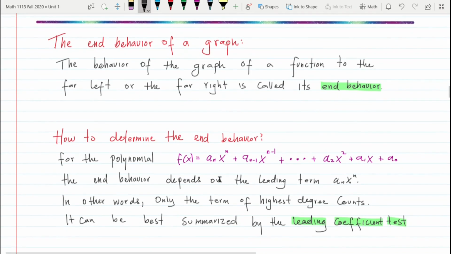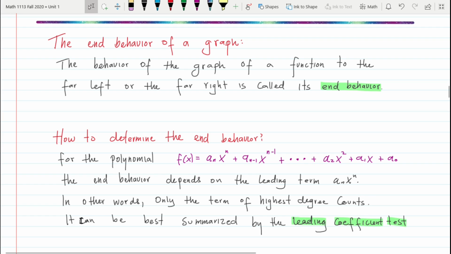Next, let's talk about the end behavior of a graph. So what is the end behavior? What does that mean? The end behavior of the graph of a function is what happens as you go to the left or as you go to the right. That is what we understand as the end behavior. And here we're considering polynomial functions only when we're trying to figure out the end behavior.